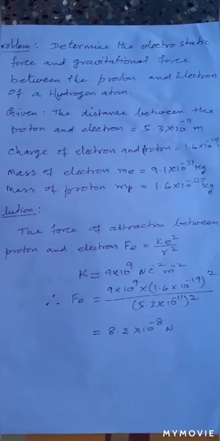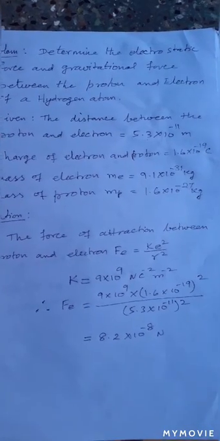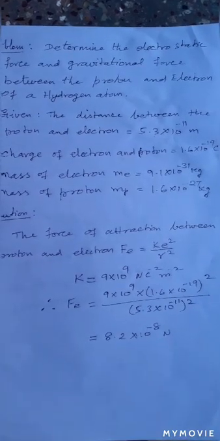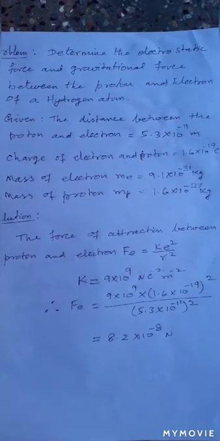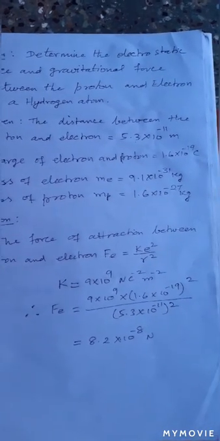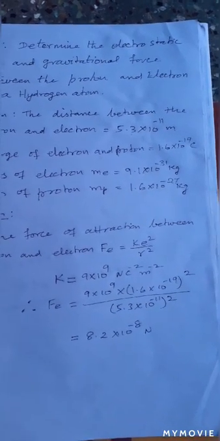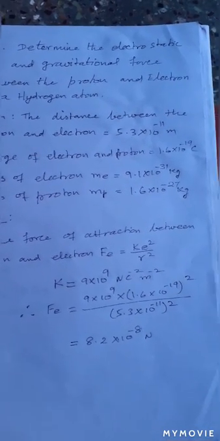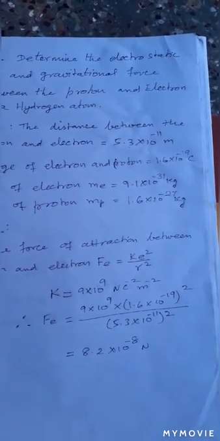Here K is the proportionality constant, that is K is equal to 1/(4πε₀). The value of K is 9 × 10^9 N C^-2 m^2. Substituting the values which are given above, we will get Fe is equal to 9 × 10^9 × (1.6 × 10^-19)² divided by (5.3 × 10^-11)². By calculating, we will get the electrostatic force F is equal to 8.2 × 10^-8 Newton.